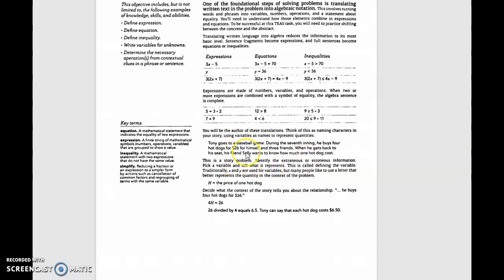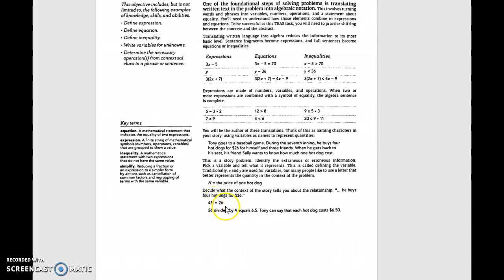Well, hopefully you could do that one without any extra help, but we're going to go through the steps of problem solving. We're going to understand the problem. We're going to pick a variable and tell what it represents. He just let H equal the price of 1 hot dog. Then we're going to translate it. Well, we know there were 4 hot dogs, so 4 times H has got to equal $26. So we're all the way down to translation. Now all we have to do is solve it.